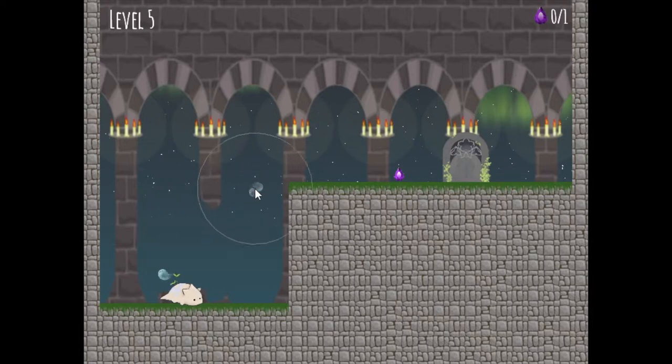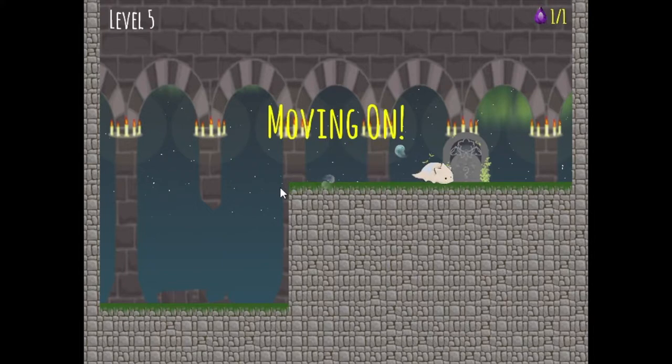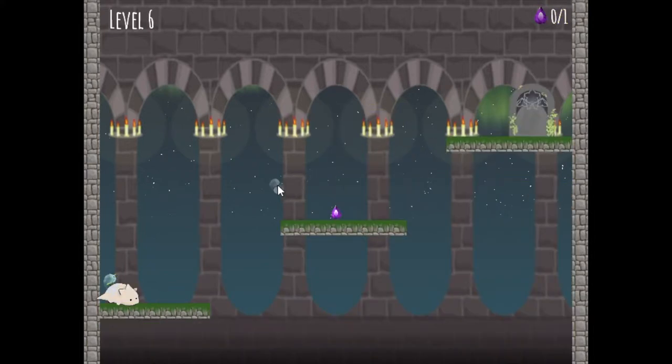One thing to notice is that the music resets at the start of every level. We wanted each level to be distinct and to have a sense of separation.